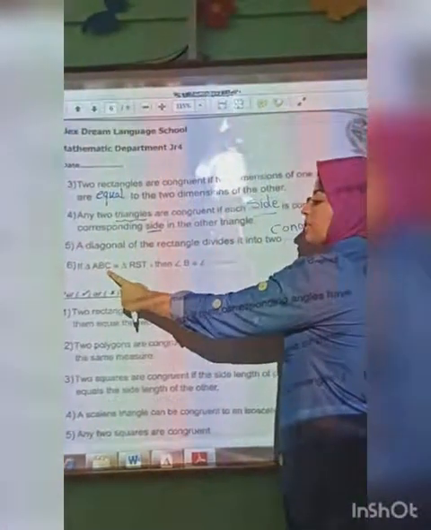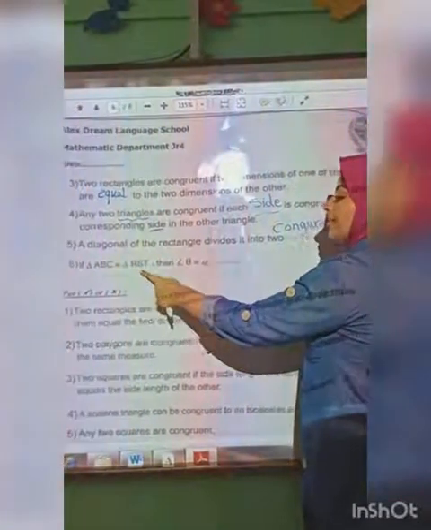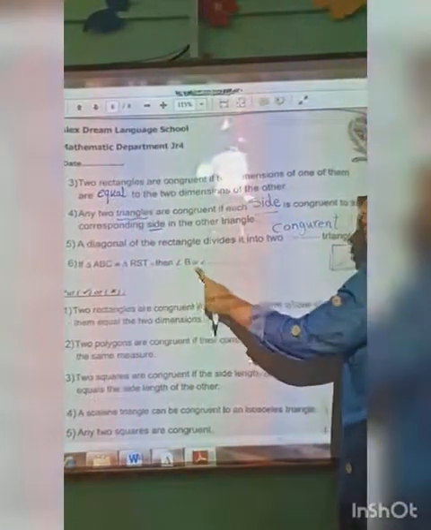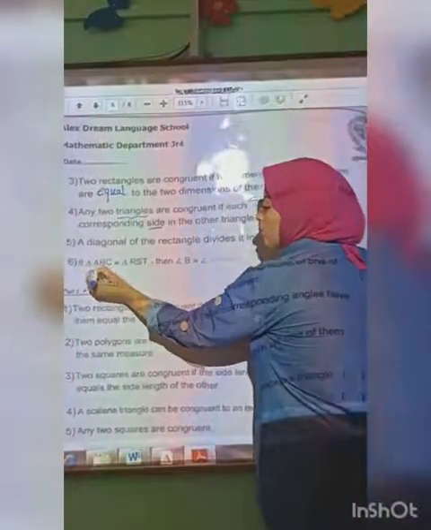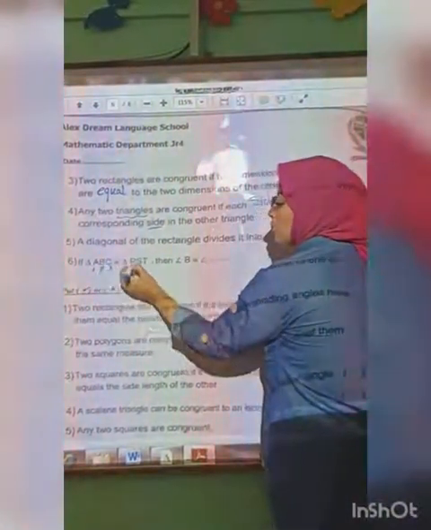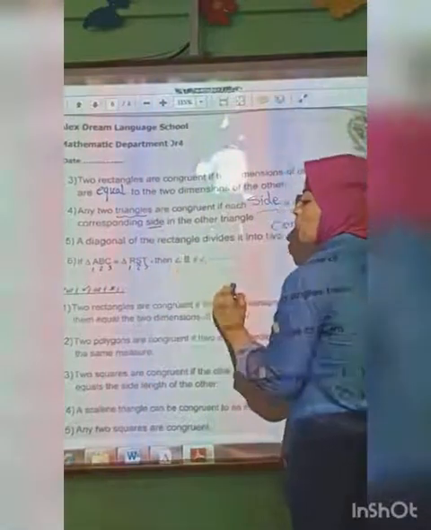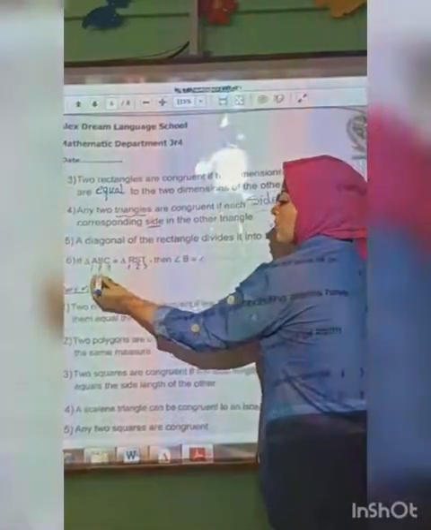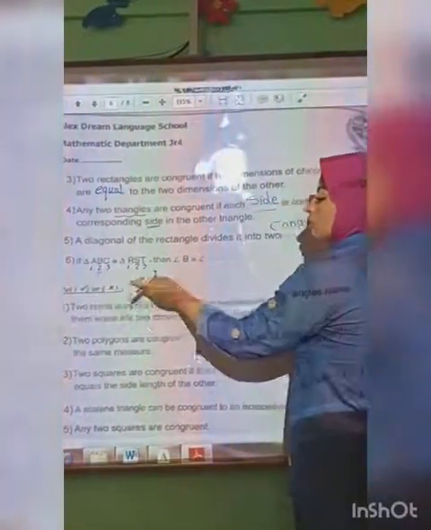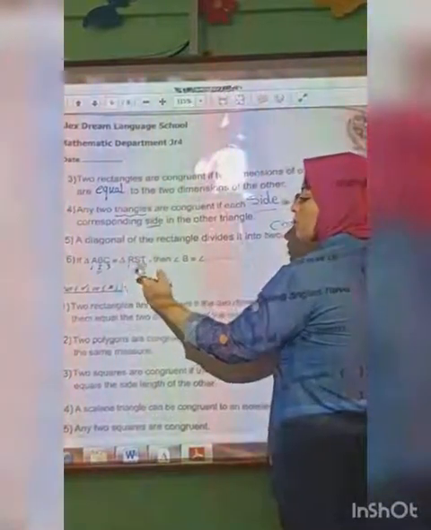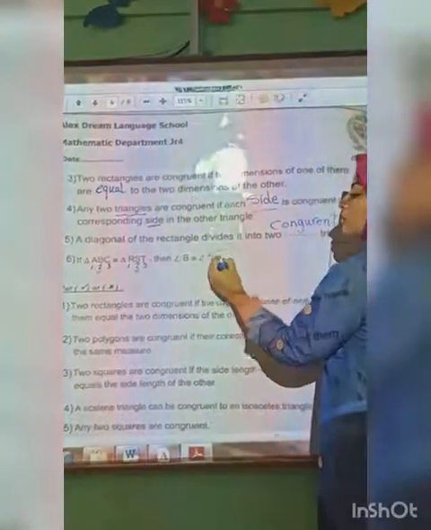Number 6. If the triangle ABC is congruent to the triangle RST, then the angle B is congruent to which angle? We put the numbers to make it easy. 1, 2, 3, 1, 2, 3. So I want the angle B, which is number 2, is congruent to the number 2 here, which is the angle S.